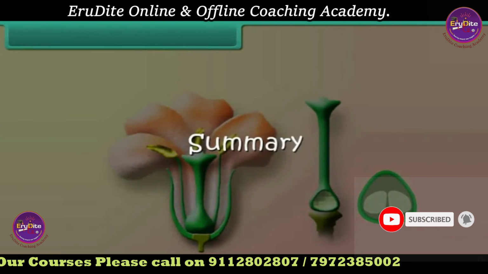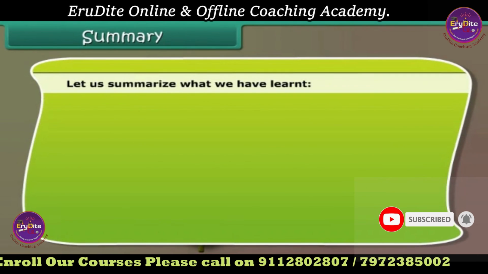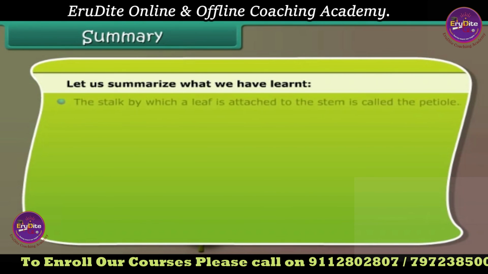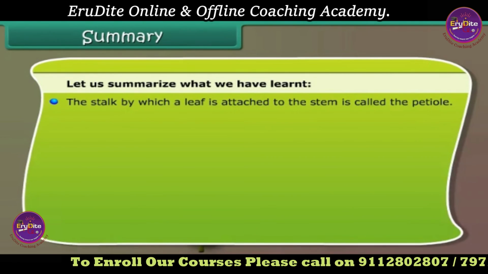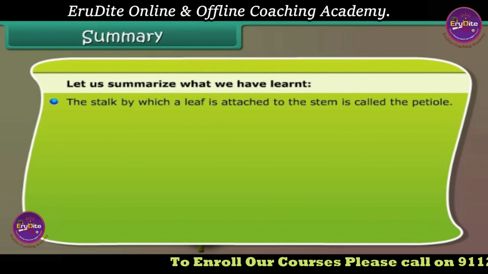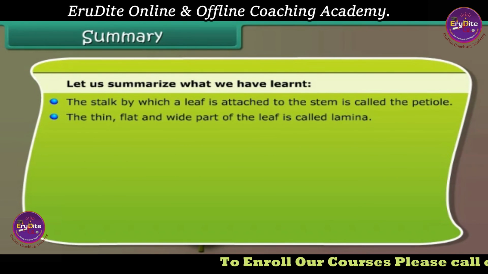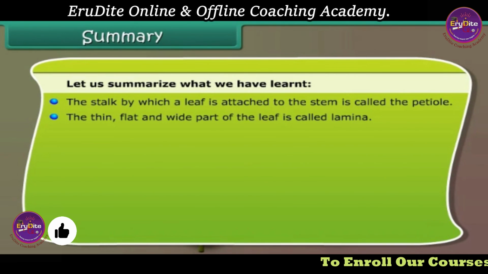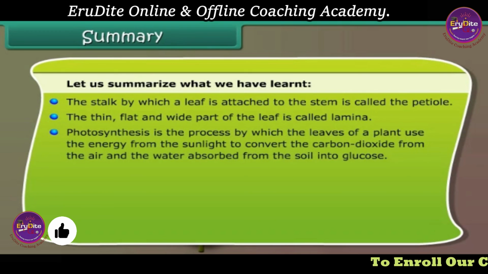Summary. Let us summarize what we have learned. The stalk by which a leaf is attached to the stem is called the petiole. The thin, flat, and white part of the leaf is called lamina. Photosynthesis is the process by which the leaves of a plant use energy from the sunlight to convert the carbon dioxide from the air and the water absorbed from the soil into glucose.